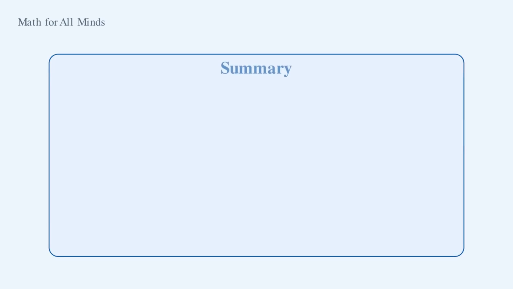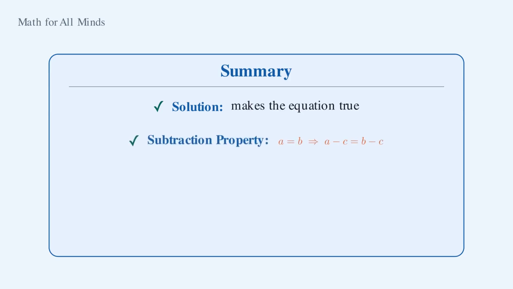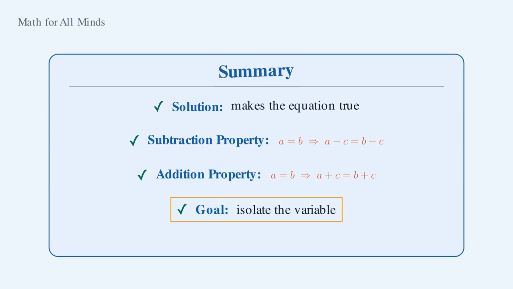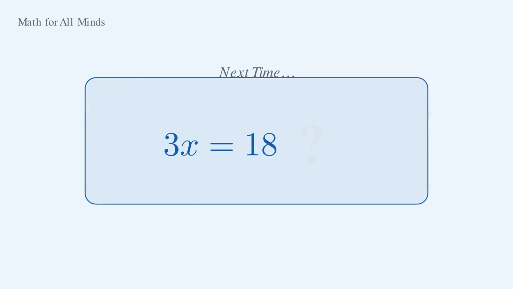You know what a solution is, you can check whether a value works, and you can solve equations using both the subtraction and addition properties of equality by isolating the variable. Next time, what if the variable is multiplied? Does the same undo the operation trick still crack the equation?